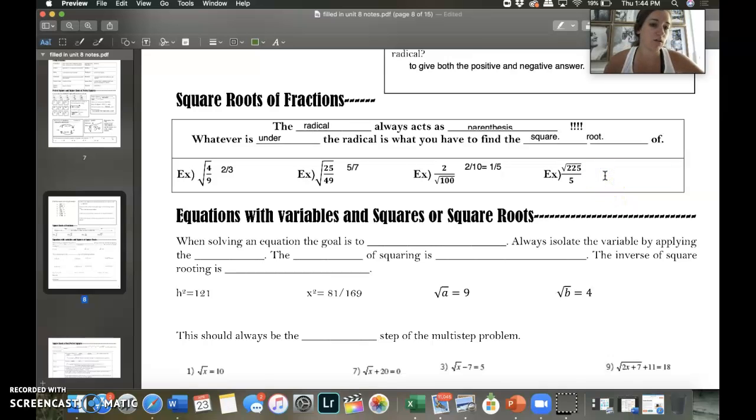5 is not under the radical, so we're leaving that as is, but the square root of 225 is 15. And that's going to be my numerator over 5. Can I simplify 15 over 5? 15 divided by 5 is 3. Yay.